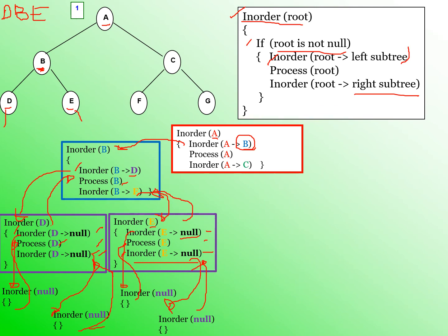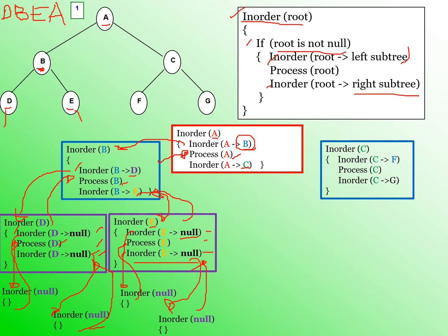Okay, so we're done with in order B. So, kung tapos na tayo sa in order B, balik lang sa tumawag sa kanya. Sabi, process A. Yung kasunod na statement. So, process A. And then followed by the next statement, in order, root referencing to right subtree. So, right subtree niya ay C.